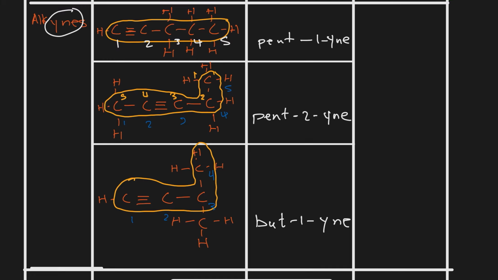So if we look at this now, we have a branch. That means we must also include the name of the branch. This branch is attached to the third carbon in the main chain, but it is only having 1 carbon, so that is going to be a methyl. So the name of this molecule is going to be what? 3-methyl-but-1-yne.